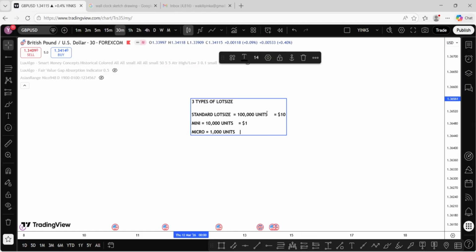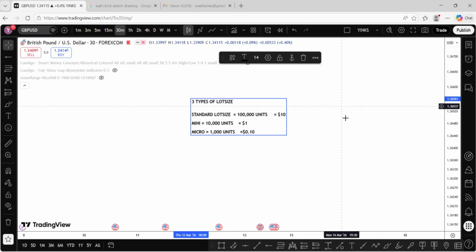Now, for the micro, this is equivalent to what? 10 cents per pip. Now, what does this mean?